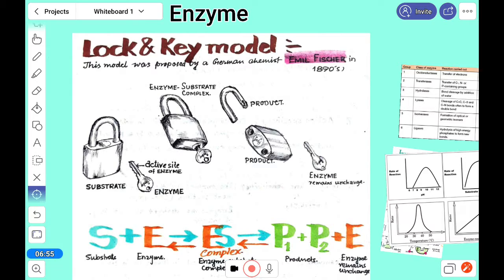So four steps are there. First, the substrate binds to the enzyme, then the enzyme-substrate complex forms, then the reaction is done so the product forms, and fourth, the enzyme remains unchanged and can react again. So this is the enzyme action that you got.